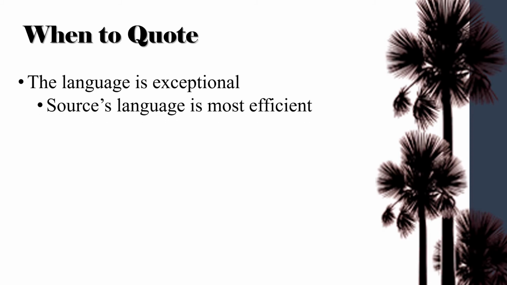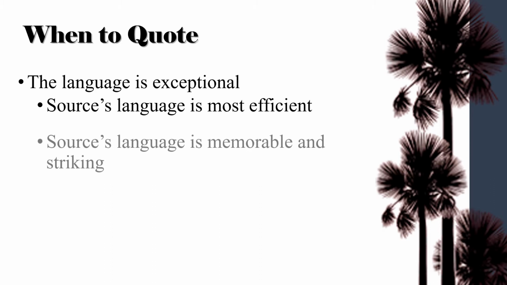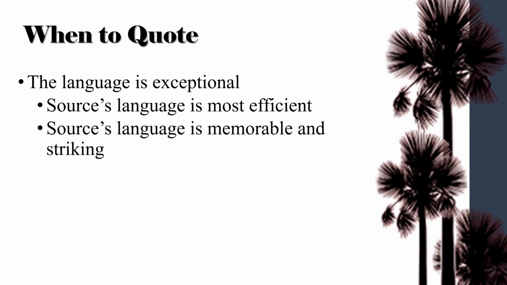You may choose to quote directly if the language is exceptional. Either the source's wording is so cogent and precise that it is difficult or unnecessary to paraphrase or summarize, or the language is memorable and striking. Sometimes you just want to quote Shakespeare directly because the language is too rich to paraphrase. Maybe the source's phrasing best conveys the pathos or logos needed to make your point.